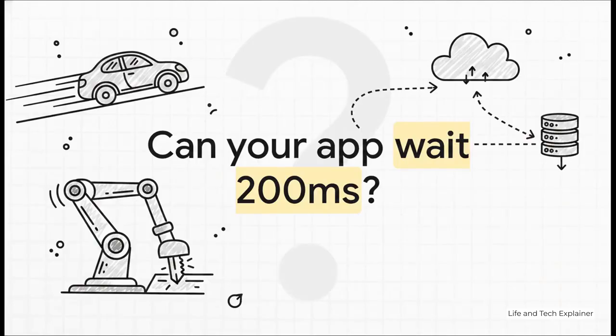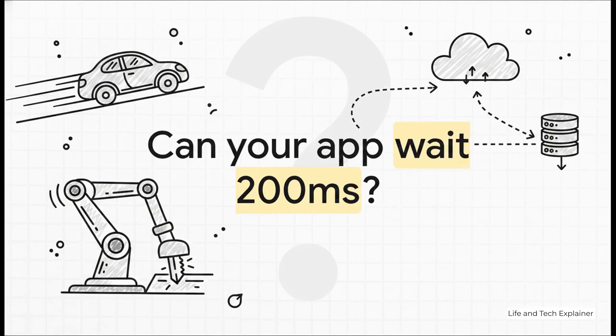To really wrap our heads around why this shift is happening, I want you to ask yourself a super simple question. Can your application afford to wait 200 milliseconds? Now, if you're building a standard web app, or a social media feed, then yeah, sure. A 200 millisecond delay to fetch a new image from a remote server is virtually invisible to the end user.